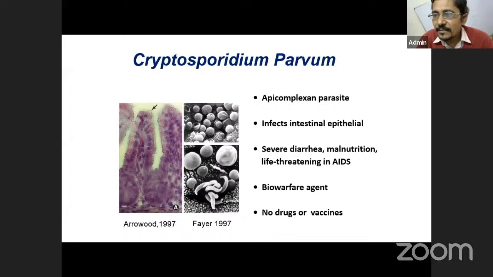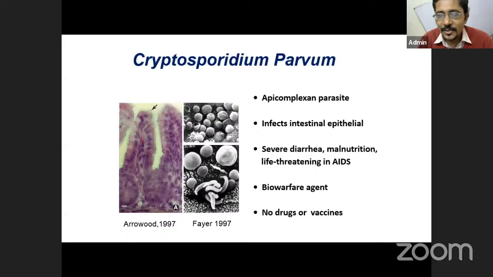It is one of the major causes of diarrhea and malnutrition, and specifically in children it is one of the severe causes of death as well, because of the nature of the diarrhea it causes. It can be life threatening, specifically in immunocompromised people, and it can also be utilized as a biowarfare agent. I am sure that you know about biowarfare agents. Biowarfare agents are such that they can be utilized as biological weapons.